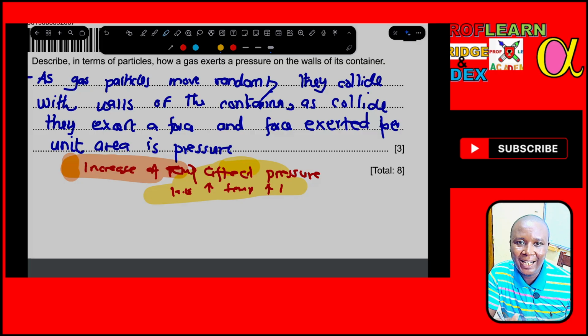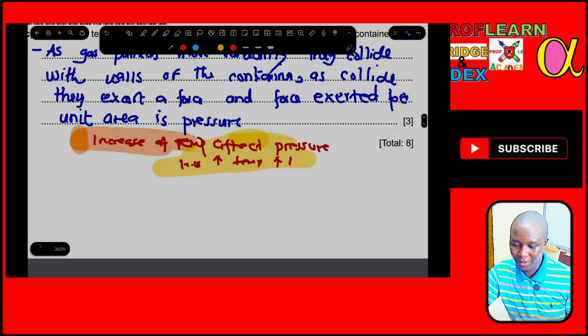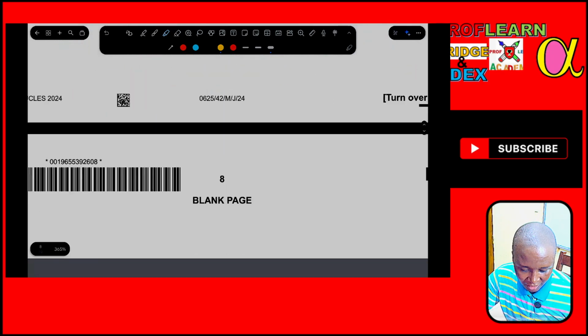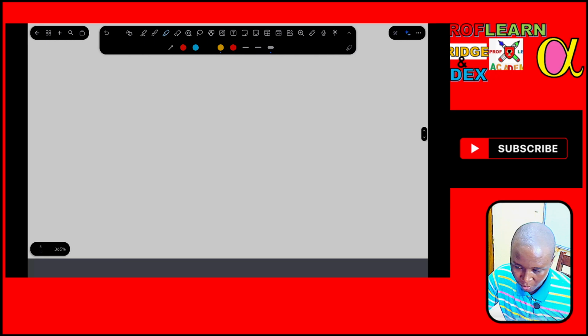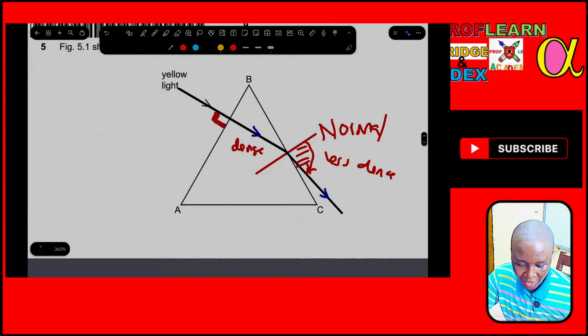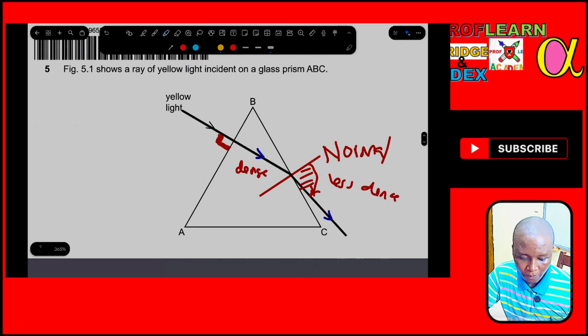But if the gas is cooled, you are going to say there will be less kinetic energy, and then there will be less collision per unit area, hence less force is exerted, hence pressure decreases. So questions can be asked in different ways, so you need to be in a position to answer a question or any question that comes.